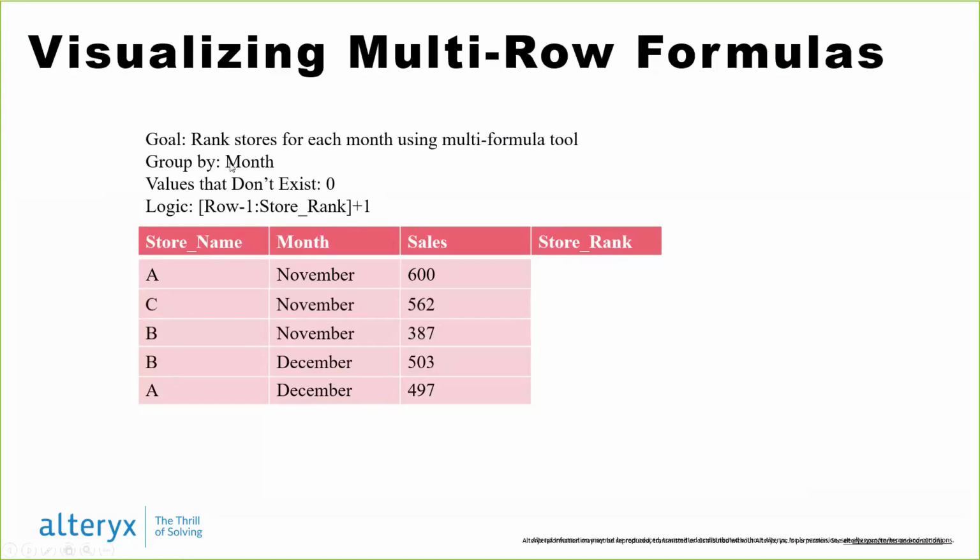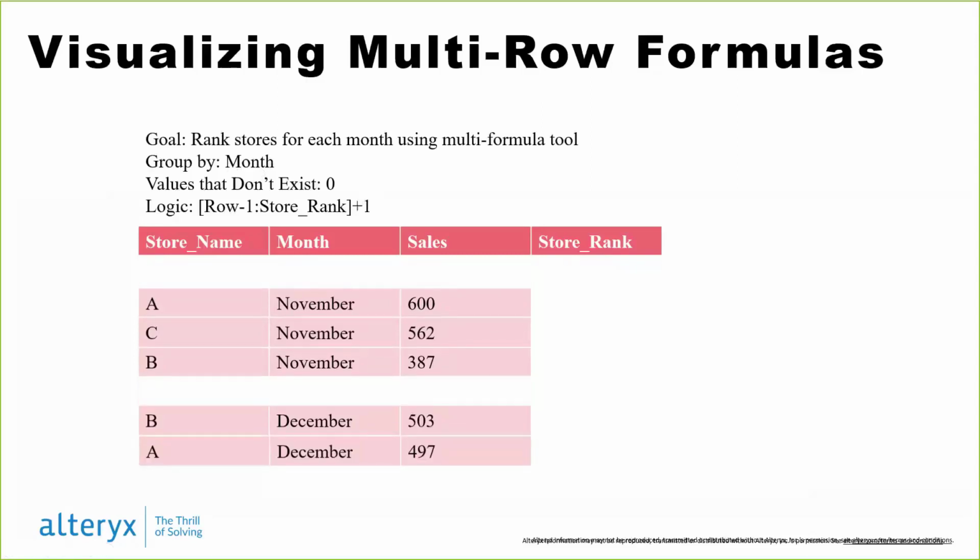So for this ranking logic, I'm going to group by month, aka start all over again. Start the logic from scratch once you reach December. So it's going to create those two groups and rank within each. And of course, this is purely visual. You won't see this in your Designer, but this is really what's happening under the hood. Now it's going to go through and rank them. There are a couple of options when you open the multi-row formula tool: you can choose what to do for a value that doesn't exist.